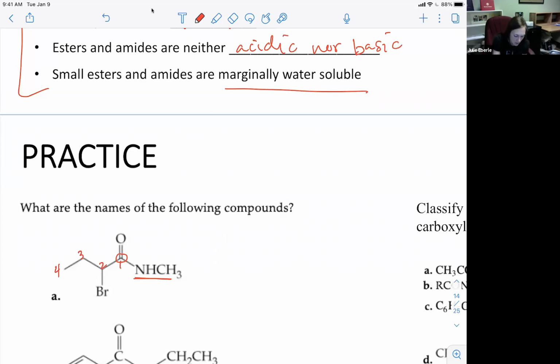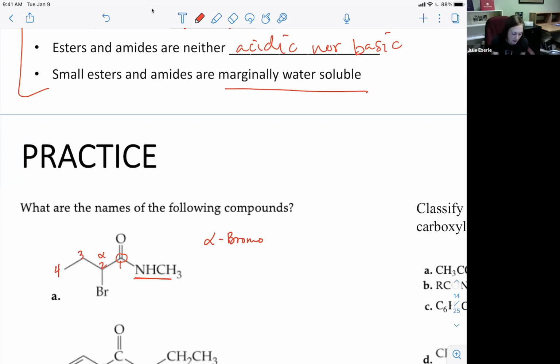So, Madison, what did you say? Would it be alpha bromo? Yes. Okay, so this would also either be carbon 2 or be alpha, the alpha carbon. Alpha bromo, how do we finish this?